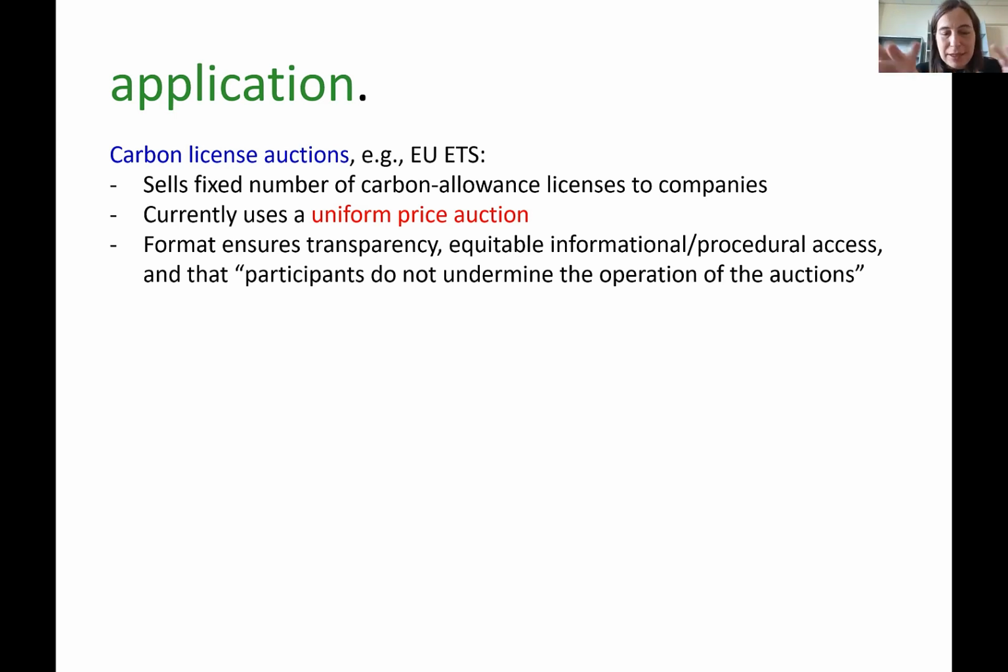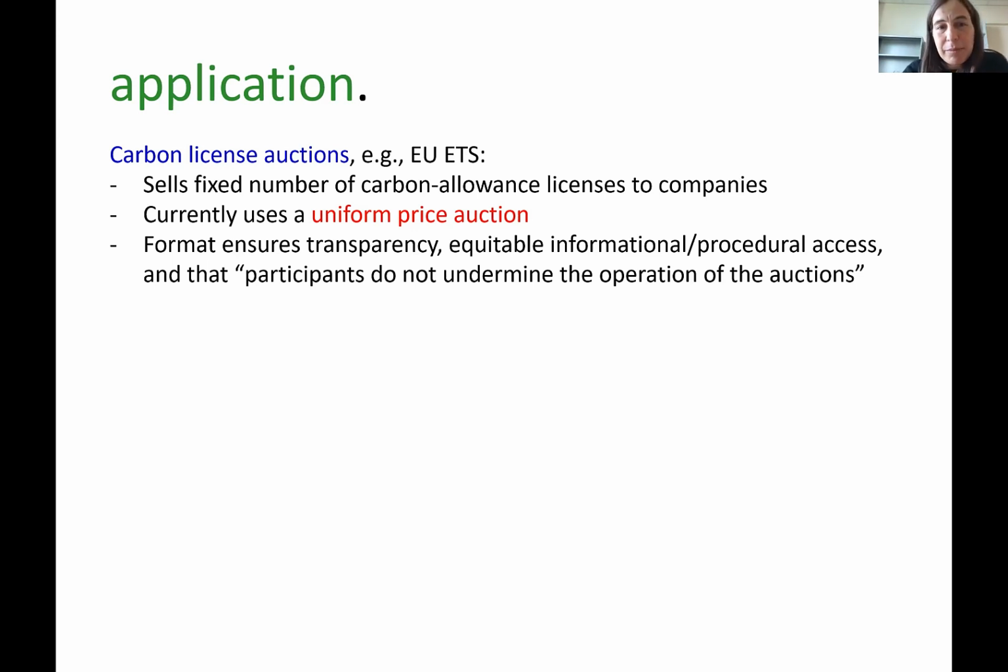So the EU sets some goals for how much pollution they will permit. And then they sell these pollution permits or carbon allowance licenses to various firms in the European Union. And they'd like to do this in a way that maximizes the value that these firms create from the pollution that they emit. And currently, the EU ETS uses a uniform price auction. We've studied various properties of this uniform price auction in isolation. And then we became interested in the fact that the EU ETS also has a well-acknowledged aftermarket, which I'll discuss in a moment.